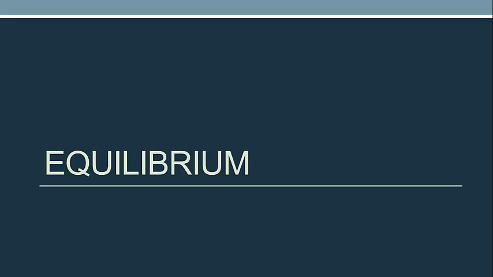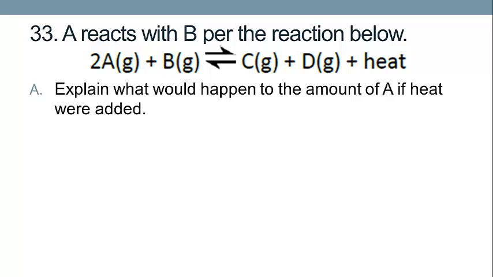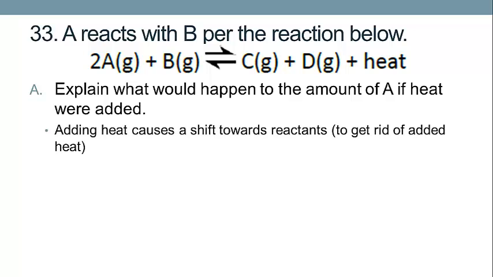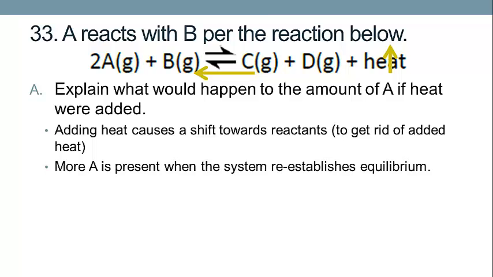Next set of questions are equilibrium. So here's my equilibrium reaction, and explain what would happen to the amount of A if heat were added. So if I increase the amount of heat, this is going to cause a shift towards the reactant. So whenever I add something, I have to shift away. So that will cause more A to be present once equilibrium is reestablished.